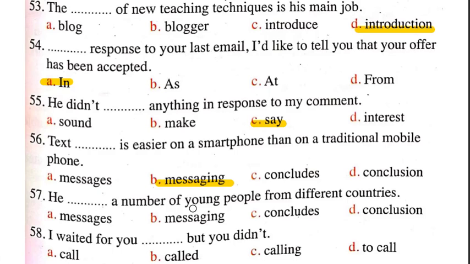57. He messages a number of young people from different countries. Messaging, concludes, conclusion. He messages, a verb.